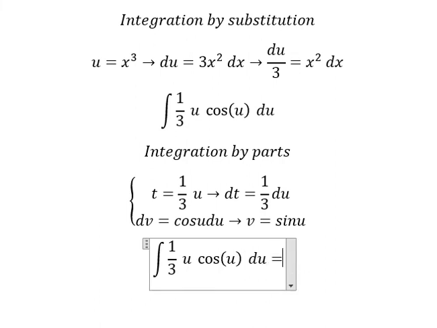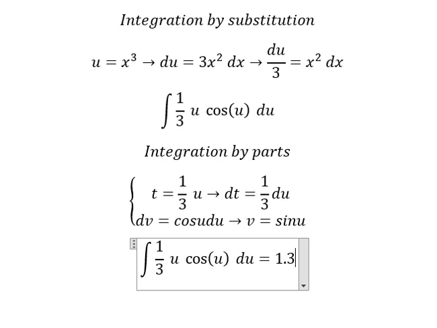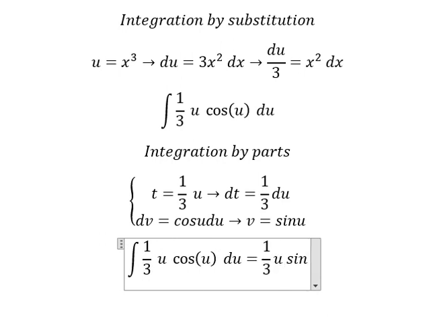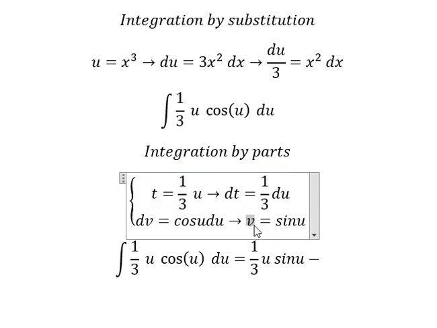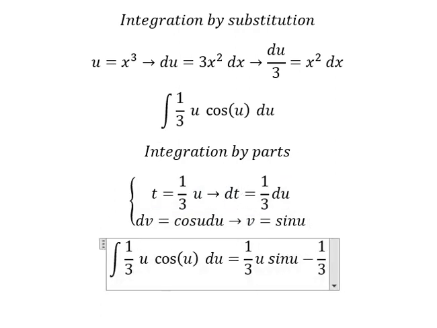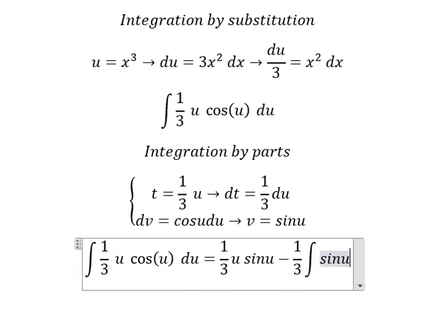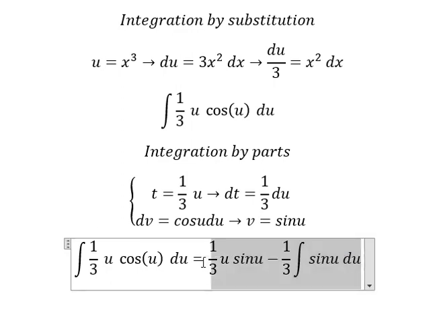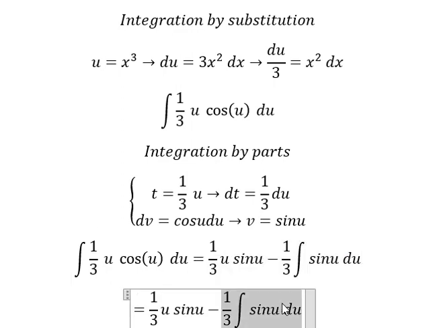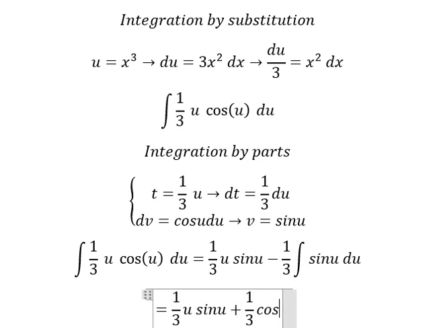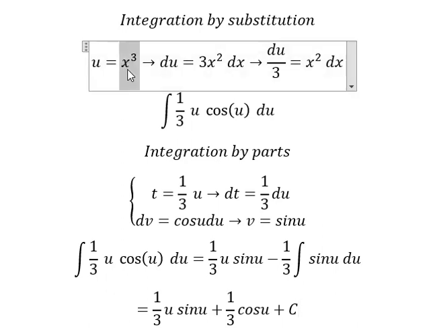So we have t multiplied by v, minus dt multiplied by v, and we have the integration of sine u du. So the integration of negative sine u, we have cosine u, and I will put c. About u, that is about this one.